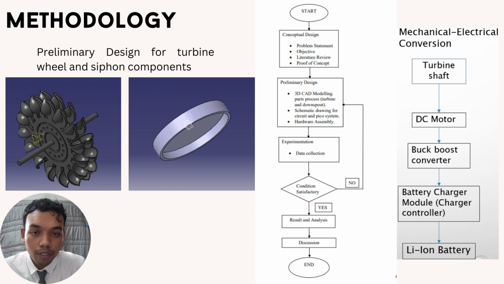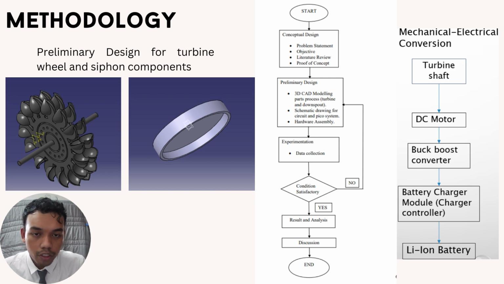And the next thing is the preliminary design. As we can see on the left is some part of my design, for which I'm using CATIA V5 to create a 3D model of my turbine and also some parts of my siphon bells, and a schematic drawing for the circuit and also my whole system.